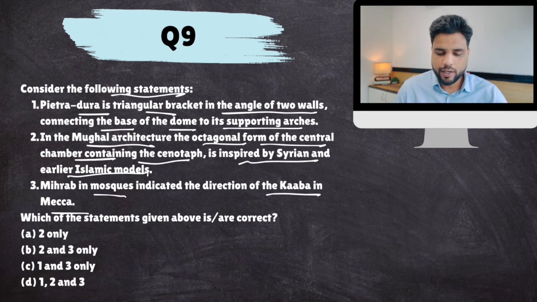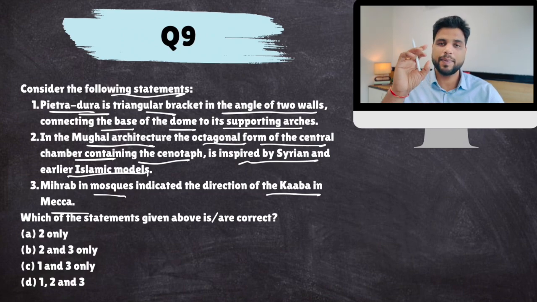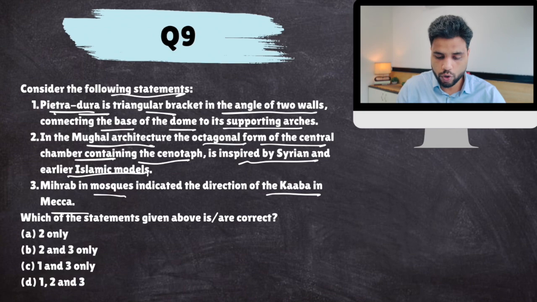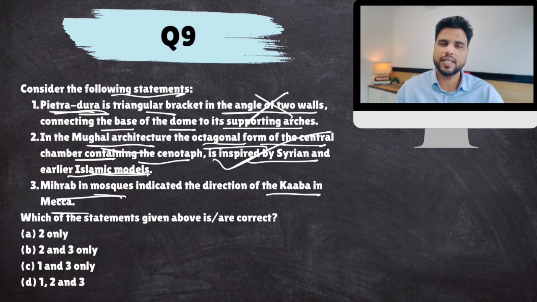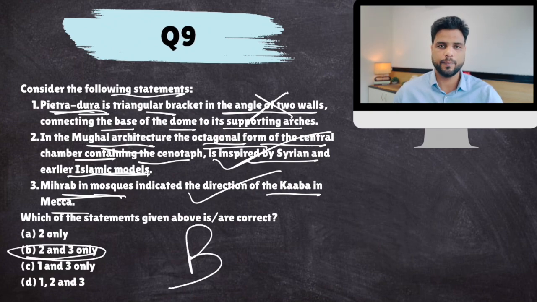Okay. So Pietra dura is basically, there are these precious, semi-precious stones, sapphire, ruby. They were inlaid in the walls. This inlay work of semi-precious stones was called Pietra dura, not this. Mughal architecture did have octagonal form of central chamber, which was inspired from early Islamic models. This is correct. And in every mosque, there is a mihrab, which points towards the direction of Kaaba. Every Muslim, during namaz, actually faces towards Kaaba. So the mihrab actually helped in that. So yes, this is correct. The answer would be again 2 and 3. Okay.